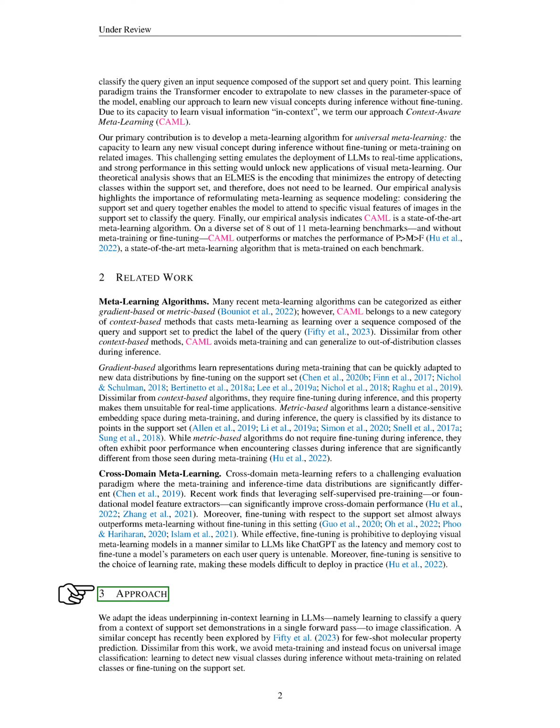Section: Approach. Our approach is inspired by the principles of in-context learning in large language models, LLMs. We apply these principles to image classification, similar to recent work done in few-shot molecular property prediction. However, our work differs in that we avoid meta-training and instead focus on universal image classification. This means we aim to learn how to identify new visual classes during inference without relying on meta-training on related classes or fine-tuning on the support set.